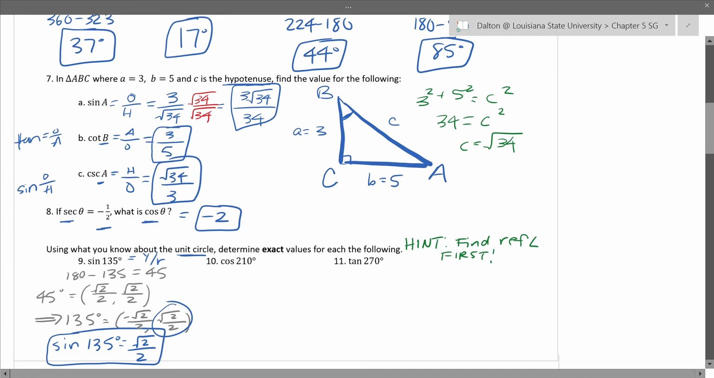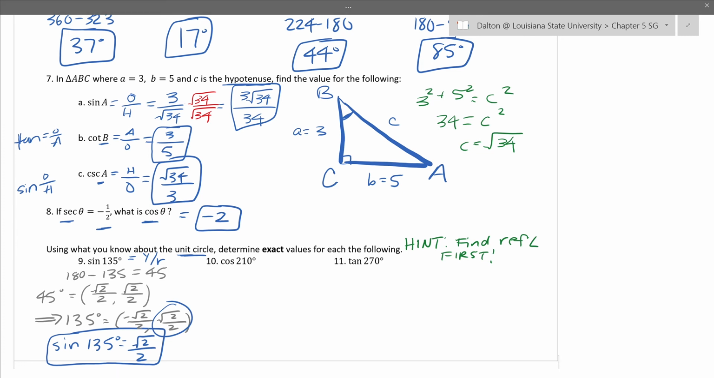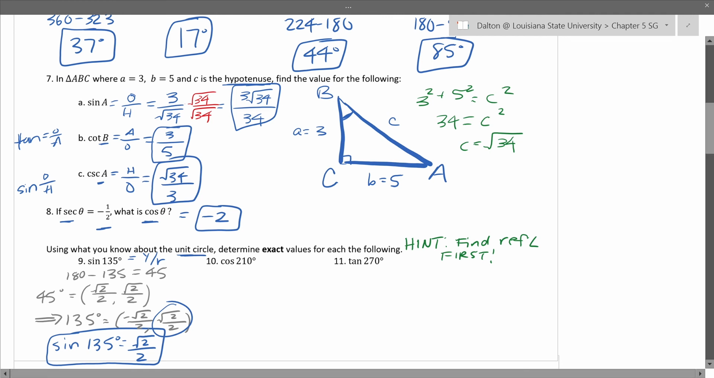Number 10, the cosine of 210 degrees. So again, let's find our reference angle first. 210 is in the third quadrant. Therefore, we're going to subtract 210 minus 180, which is going to be 30 degrees.